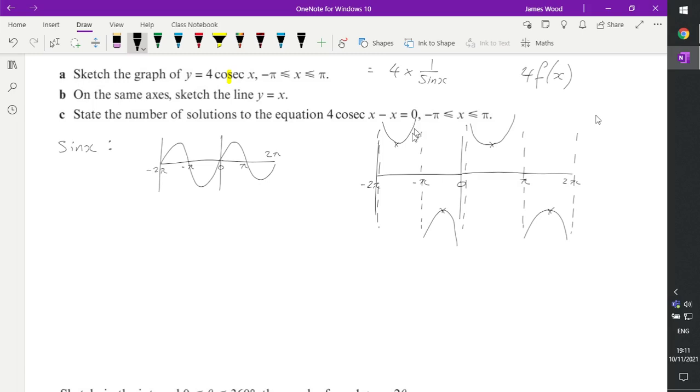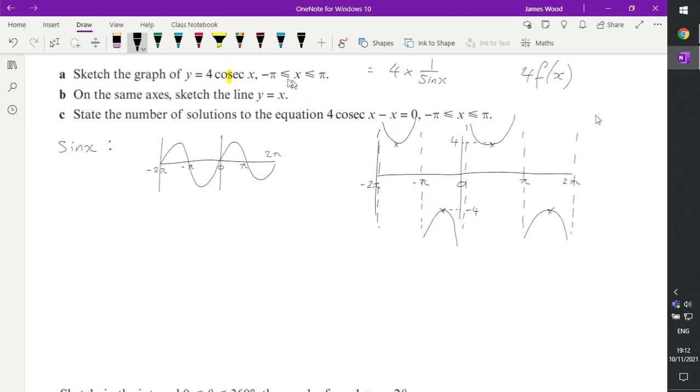Okay. Now the only difference we said was that it's vertically stretched by 4. So normally on the cosec graph, this height here would be 1. But if we're vertically stretching it by 4, instead of 1, it's just going to be 4 instead. Okay. And likewise, this point is going to be at minus 4. That's the only real difference. Okay.